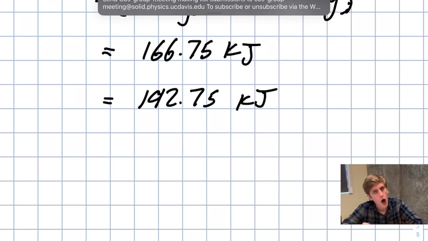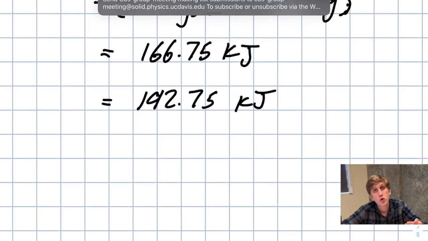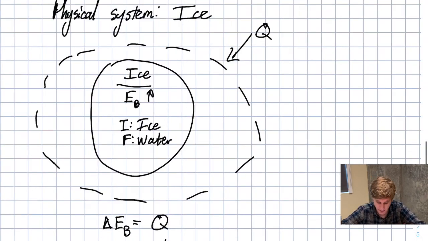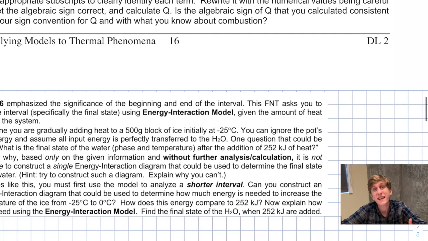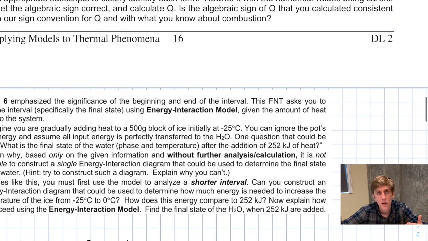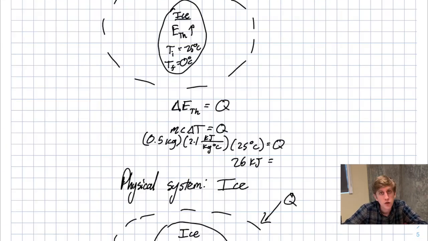So it takes 192.75 kilojoules in order to warm the ice up to its freezing point and then melt it entirely. Looking back at the problem, we see that we still have some energy left over. There's a total of 252 kilojoules to go around, so we have about 60 kilojoules left over in order to now warm up the water.